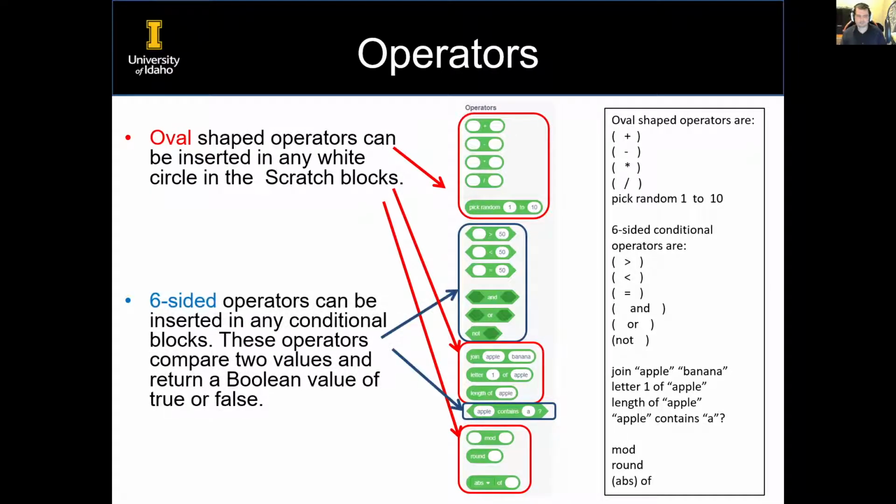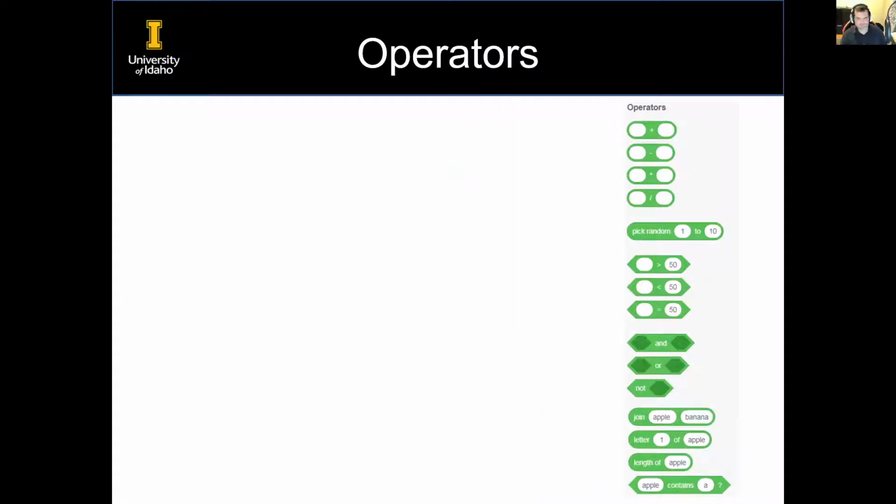We have these six-sided operators, if you will. These are conditional operators, so they have specific conditions that they're testing for. And again, these can be put inside of each other, so you can layer them. And they return a Boolean value of true or false. So feel free to look around on some of these.